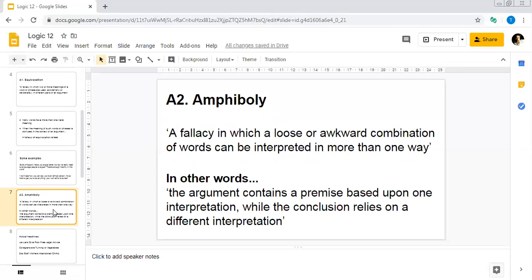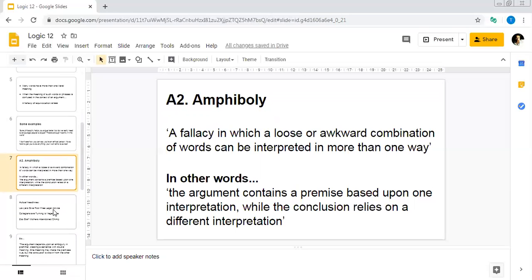So the argument contains a premise based upon one interpretation, while the conclusion relies on a different interpretation. In the first one, we saw that it was about words or phrases. Now it's become about interpretation. There are sentences in languages that could be interpreted in multiple ways. So if you use one interpretation and you take out the conclusion from the other interpretation, then we would say that a fallacy of amphiboly is resulting.